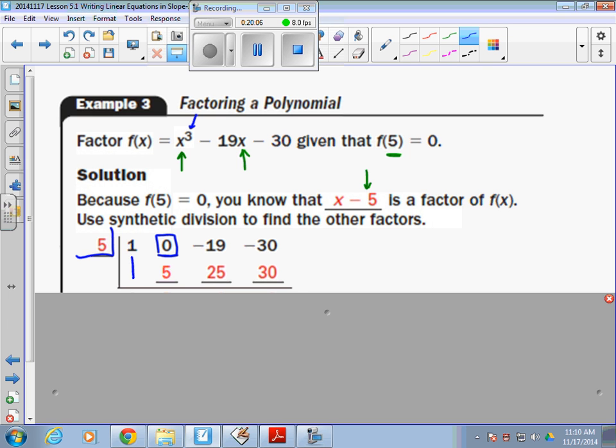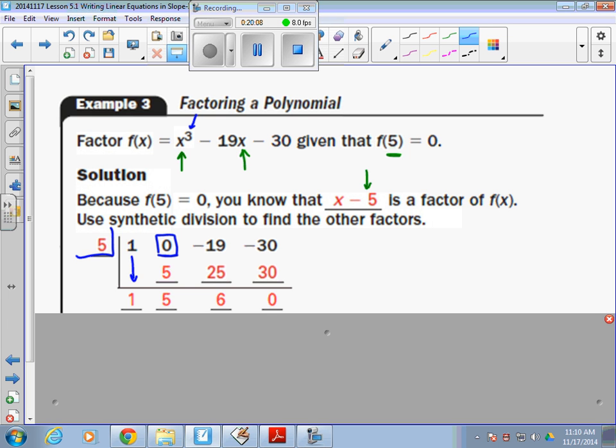You bring the first 1 straight down, and you get 1. You multiply it times 5 and you get 5. You combine 0 and 5 and you get 5. You multiply 5 times 5 and you get 25. You combine negative 19 and 25 and you get 6. And you combine 6 and 5 to get 30. Notice negative 30 plus 30 gives you 0.